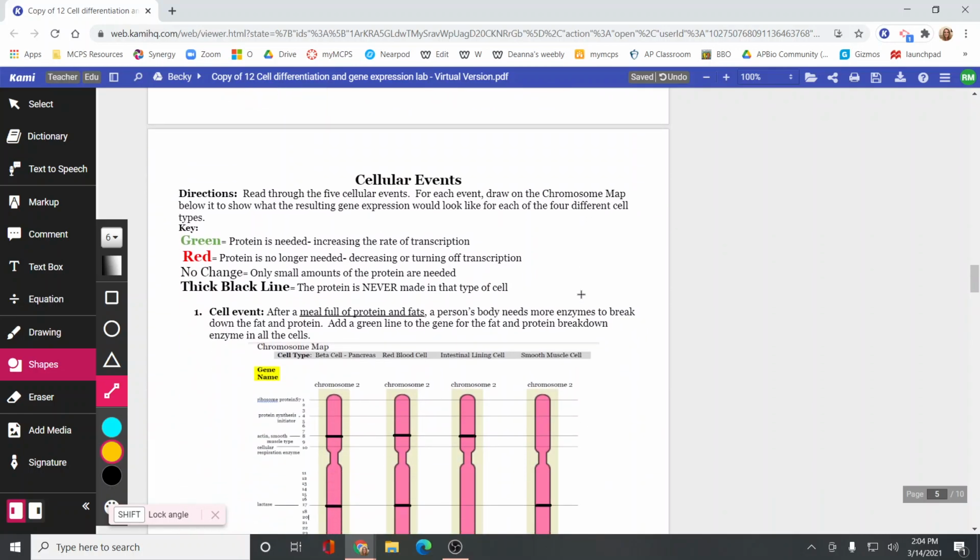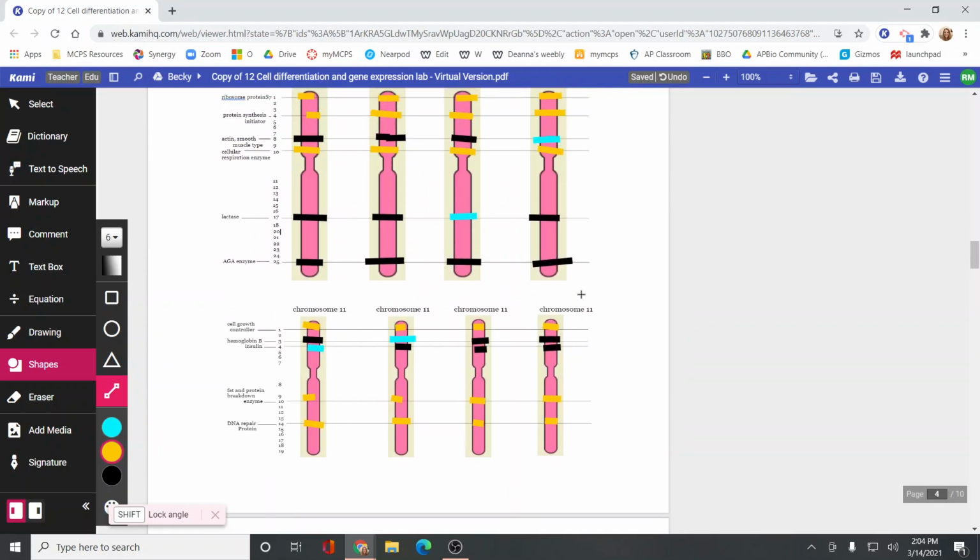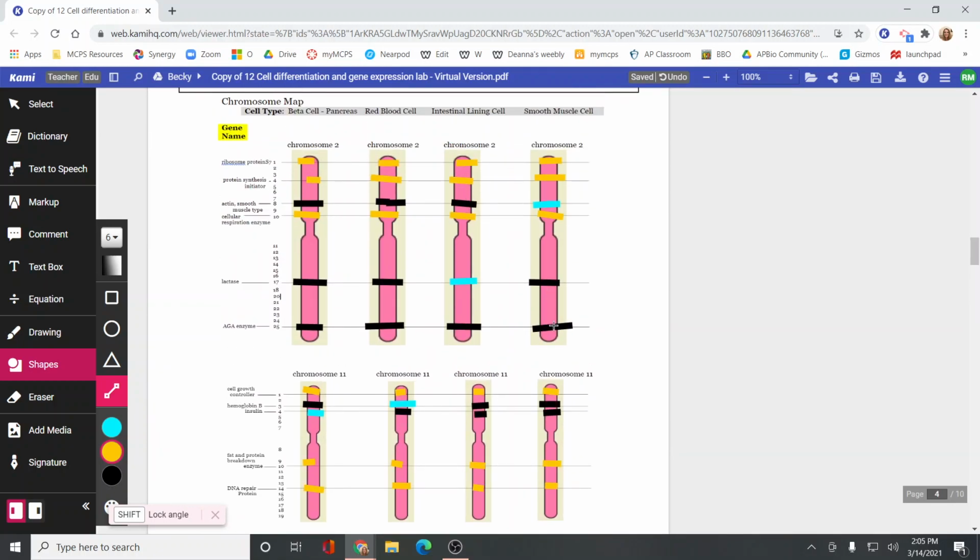So now we're down to cellular events. So there's two main concepts you need to get out of this lab. One concept is that every cell has the same DNA and the same genes, but they're not all turned on the same. So you can look at this picture and see that certain cells have certain genes turned off. The other concept you need to understand is that even if a cell has the ability to turn on or off a gene, like these ones in orange or blue, these are ones that they typically would potentially turn on and off. They don't always turn it on and off.